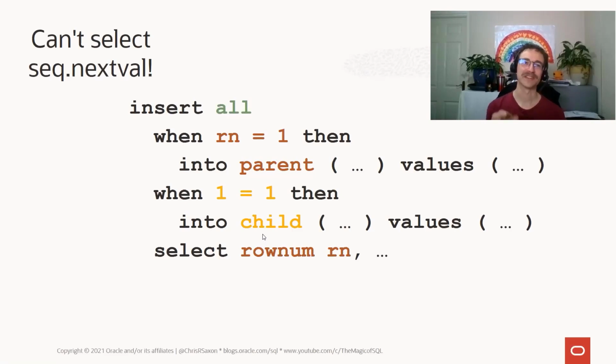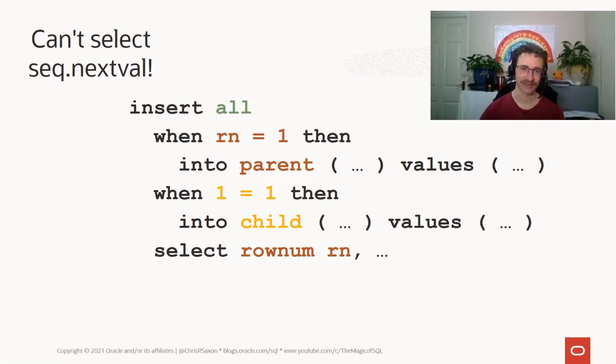Perhaps one of the biggest is you cannot select sequence.nextVal. If we're generating the parent primary key values, we need to know what they are to actually insert them into the child table as well, right? It'd be nice if we could select that. Unfortunately, you cannot do that. So it's getting a bit trickier to write.